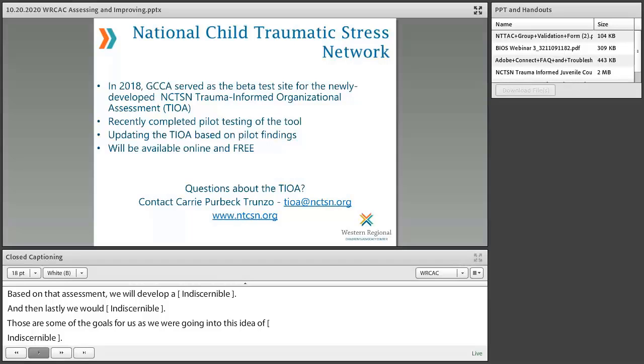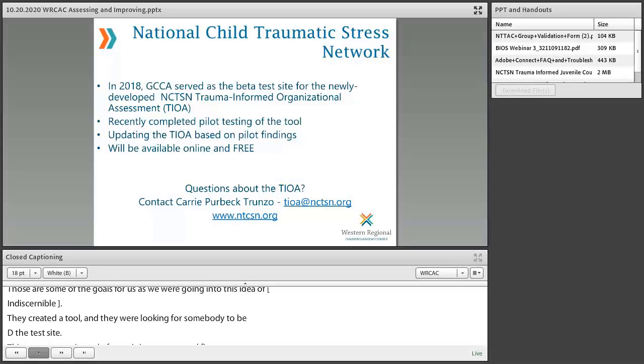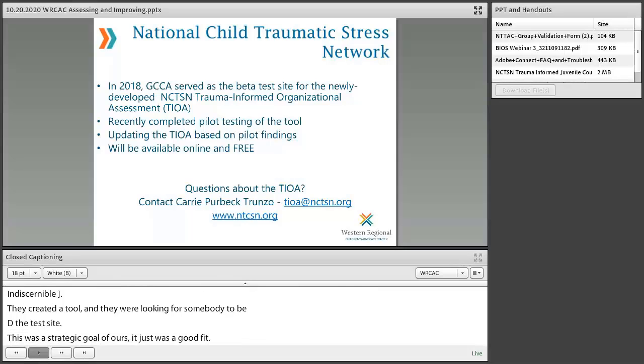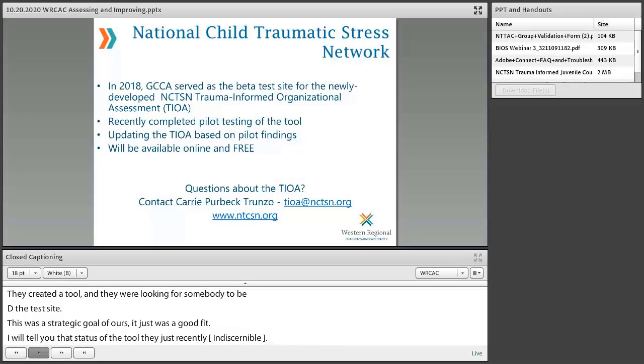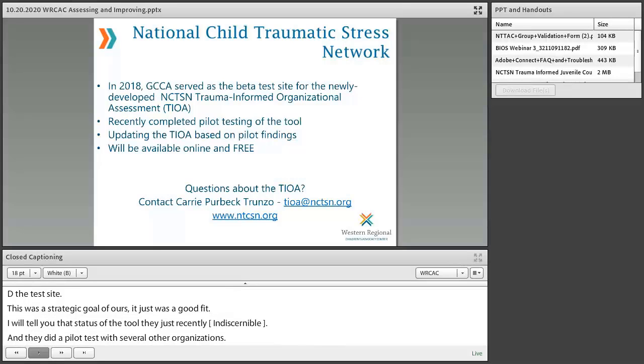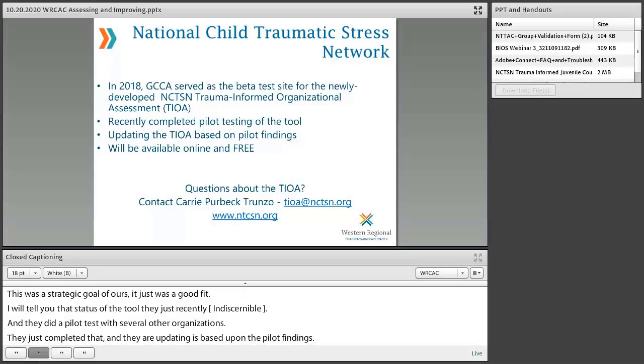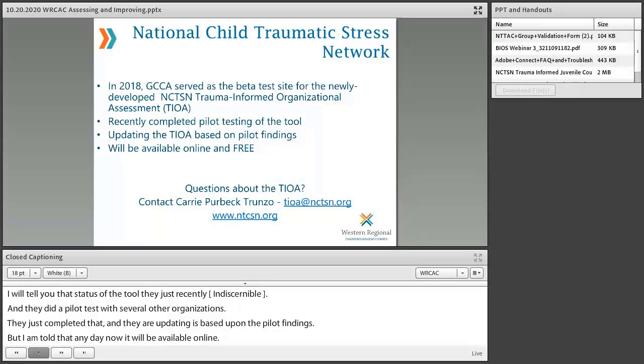Because we were an NCTSN member, and because this was a strategic goal of ours, it was really a good fit. So I will tell you the status of the tool. After they did the beta test site with us, they did a pilot test with several other organizations. They've just completed that, and they're updating the TIOA based upon those pilot findings. But I'm told that any day now it will be available online, and it will be free. That's another reason to plug this particular tool: not many tools are actually free.